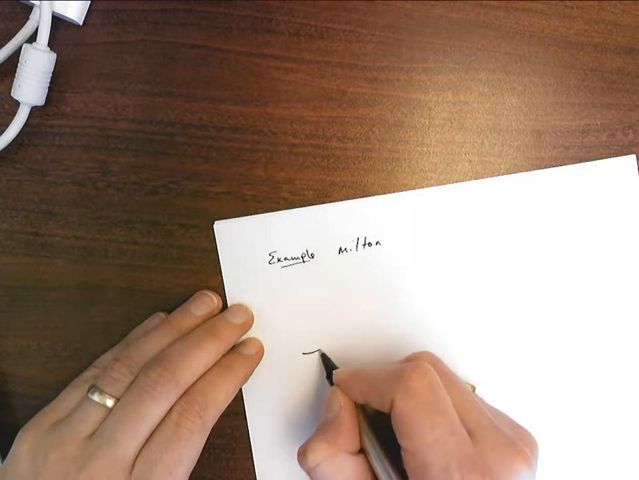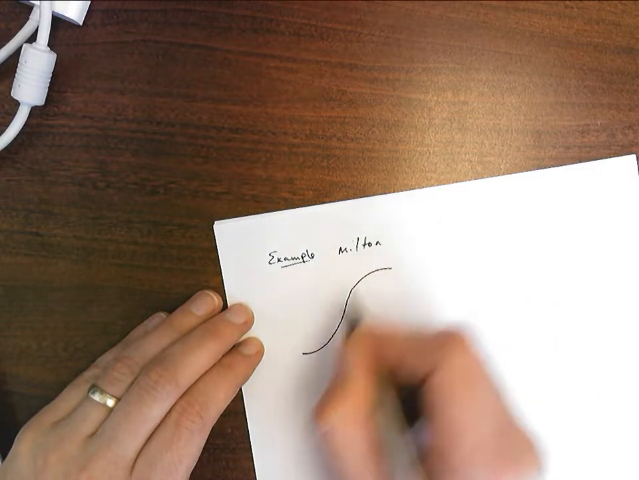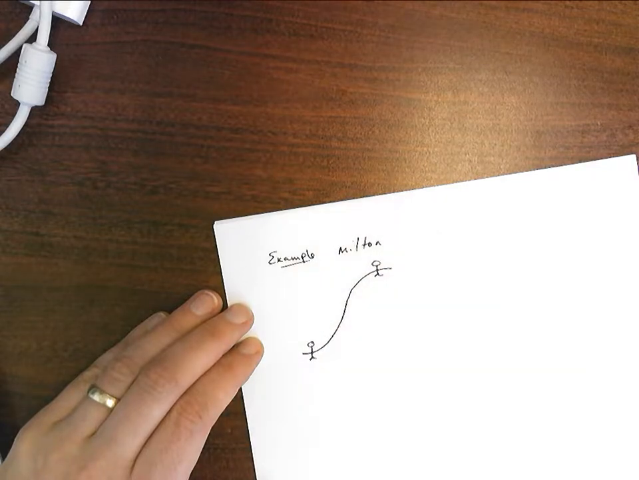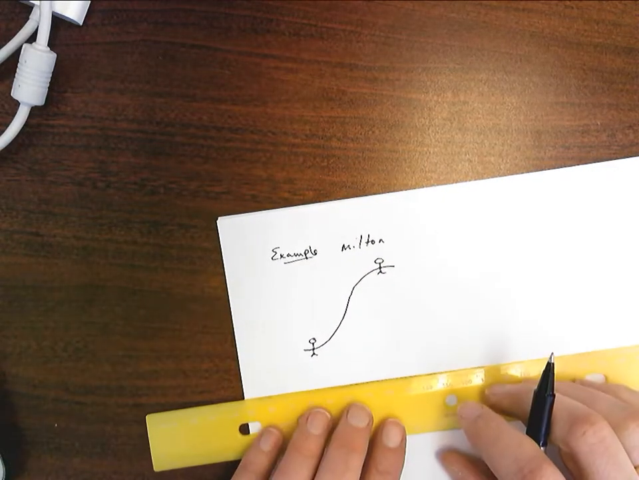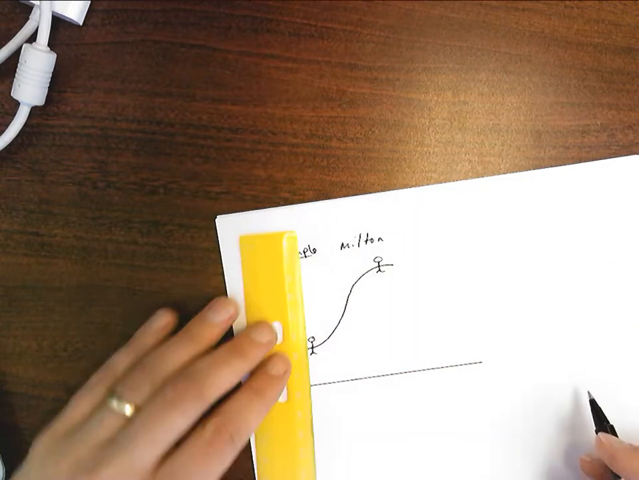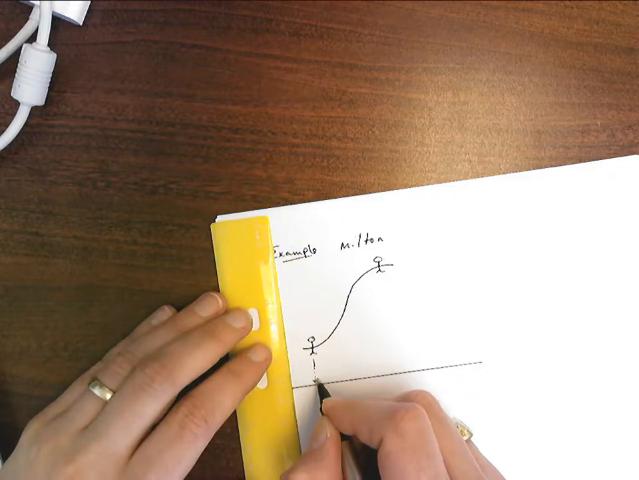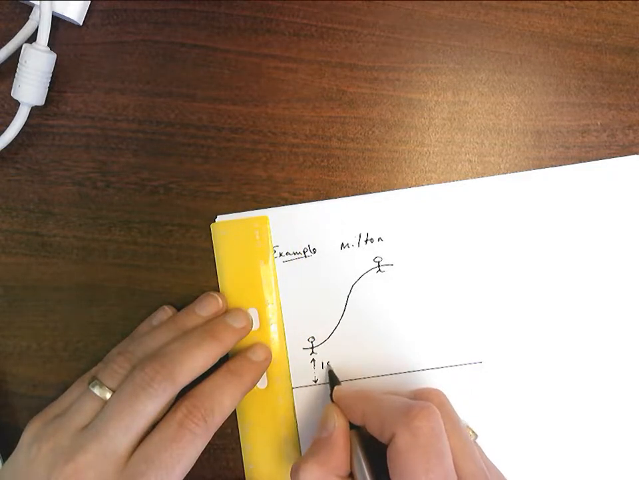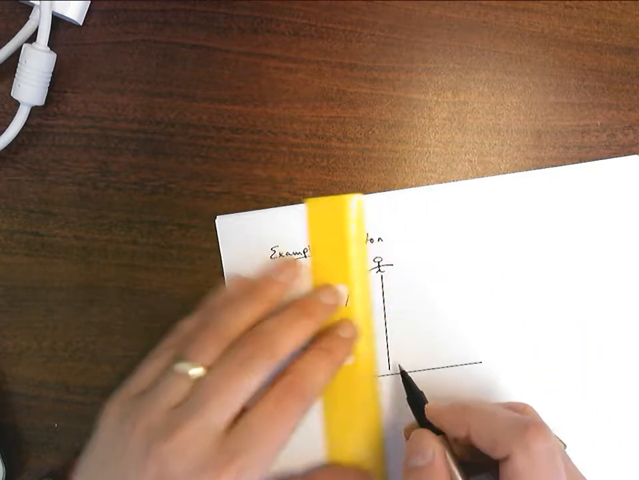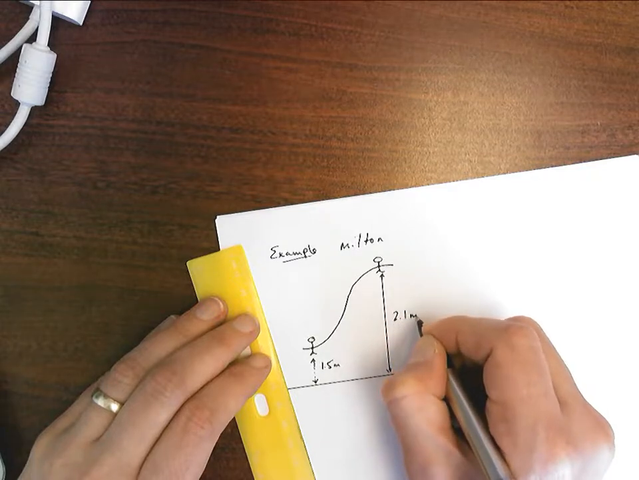He's going from a trough to a crest. So here's Milton down at the trough. Here's Milton up at the crest. We know a few things. We know that the bottom of the pool is here somewhere. And we know that when he's at the trough, he is 1.5 meters from the bottom of the pool. And when he's at the crest, I believe he is 2.1 meters from the bottom of the pool.